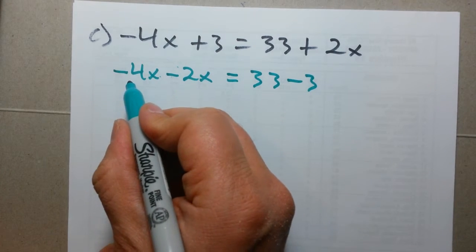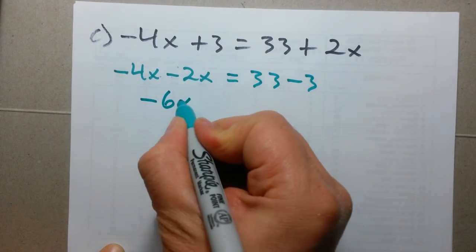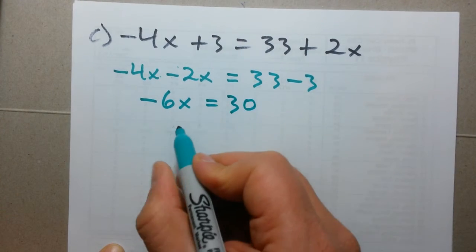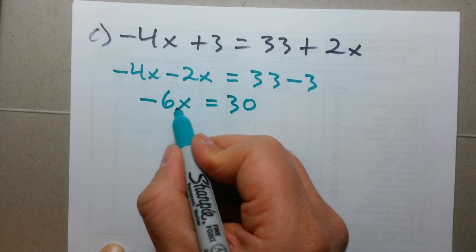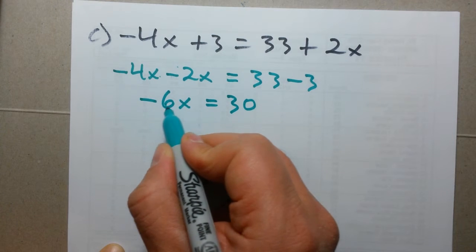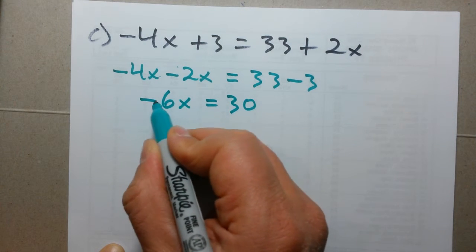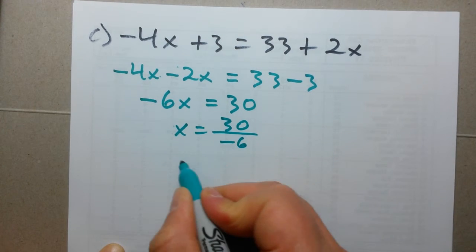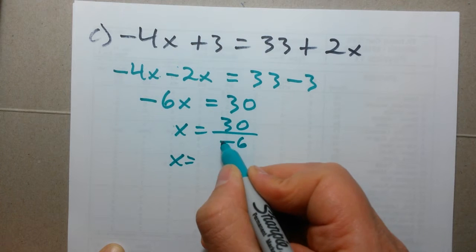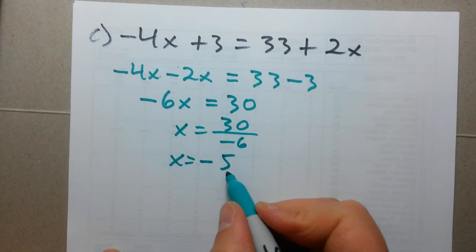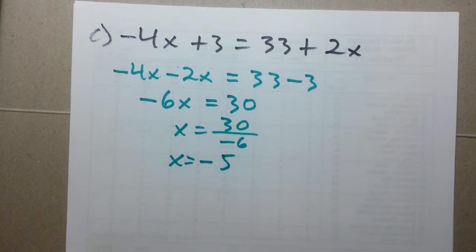Let's collect like terms. Minus 4x minus 2x gives us minus 6x. 33 minus 3 gives us 30. And we have minus 6x. We need to get rid of the minus 6 to leave the x alone. Minus 6 is multiplying x, so it will be dividing on the other side. So x equals 30 over minus 6. Positive divided by negative is negative. Negative 30 divided by 6 gives us negative 5. And that's the answer for this question.